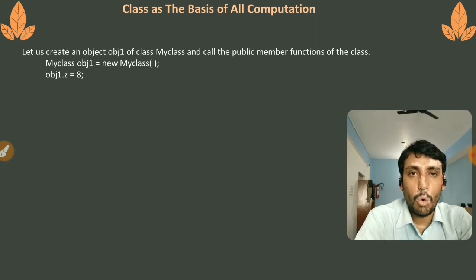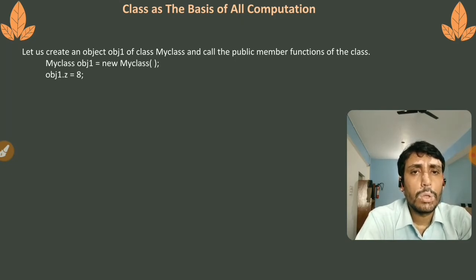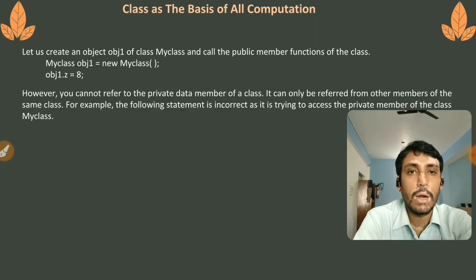Now obj1 is the name of the object of the class, and dot z is the variable. With the assignment operator, 8 means the right side of the assignment operator will go to the left side. So now 8 will be assigned to z, but with the help of the object of the class.